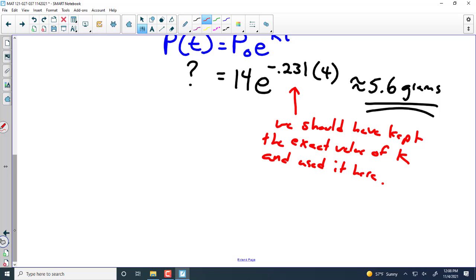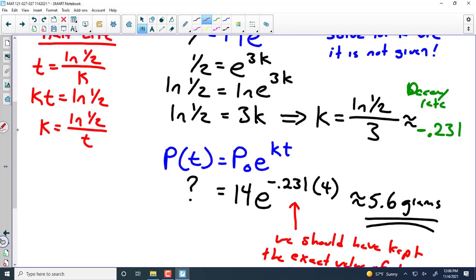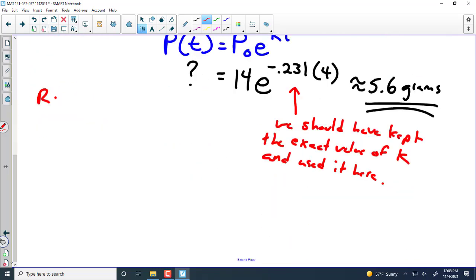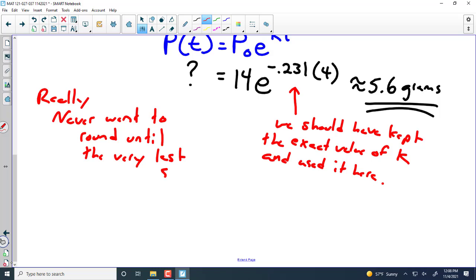Oh, yeah, you're right. So what happens is when we did this ln of 1/2 over 3, our calculator was holding on to the exact value. And then that should have been what we plugged in here. Now, I had us go to 3 decimal places because I knew that would be enough, because we were rounding to the nearest tenth when we were done. But technically, with any problem that involves rounding, every time you round, you lose accuracy. So what you really want to do, if you can avoid it, is never round until the very last step.